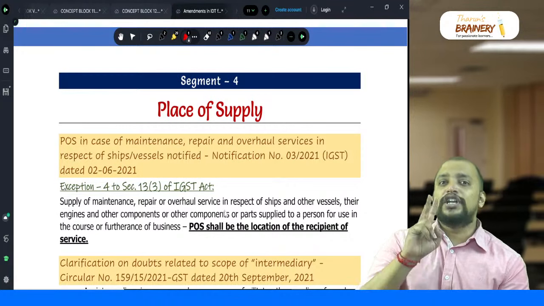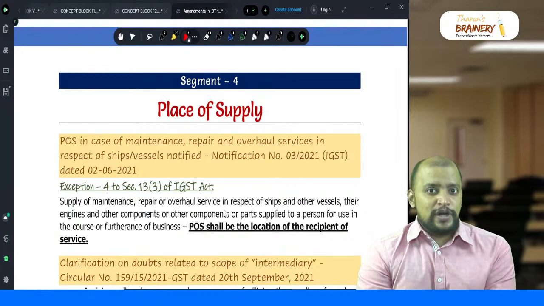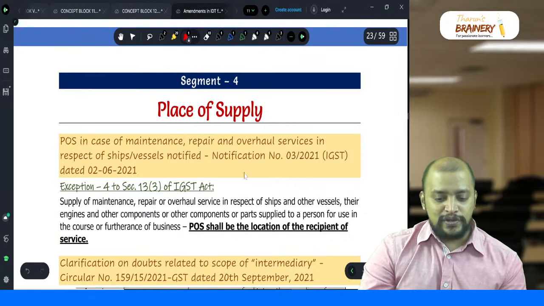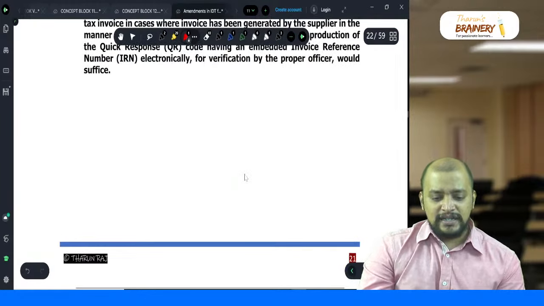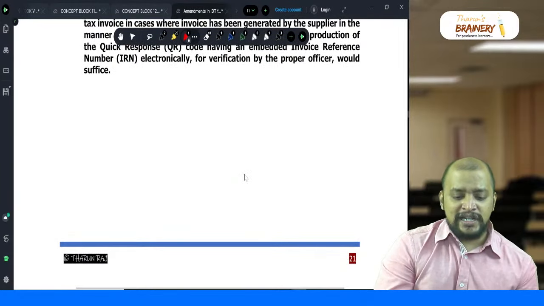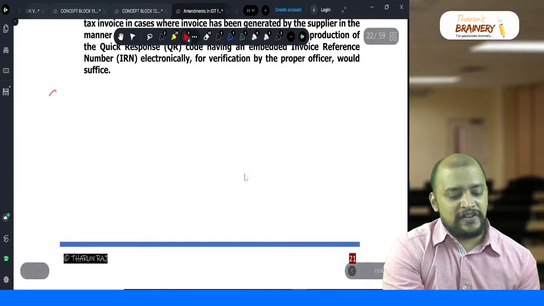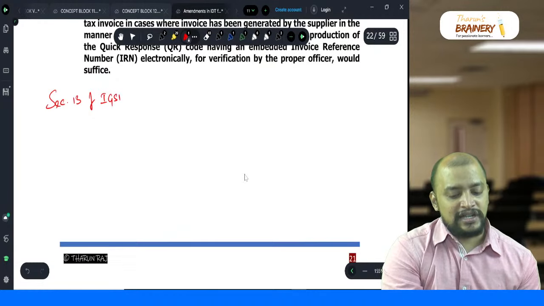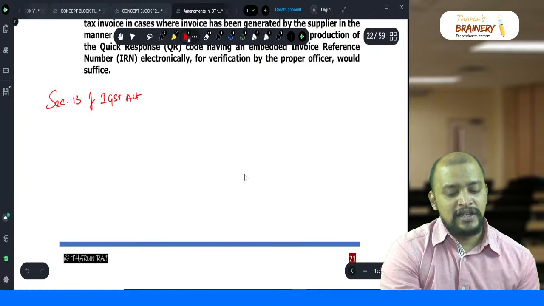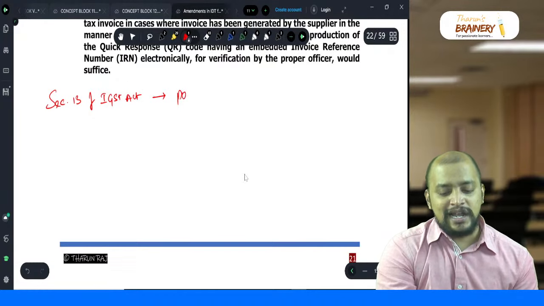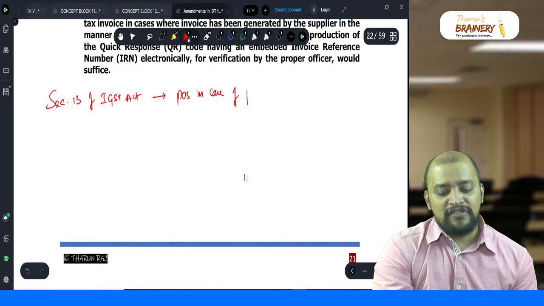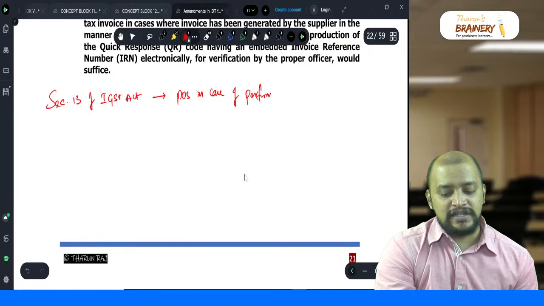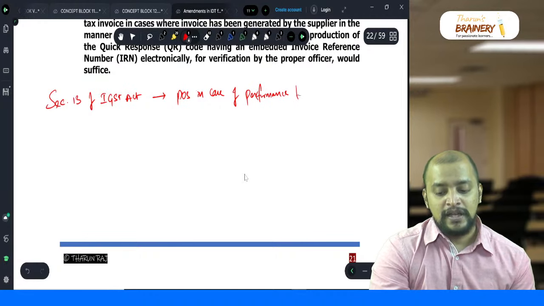Here there are only two amendments, so that we are going to understand. First we have Section 13 of place of supply. Section 13 of the IGST Act. POS in case of performance based services with respect to goods.